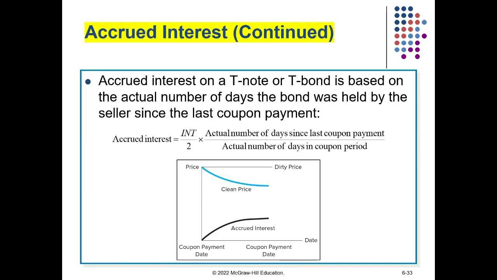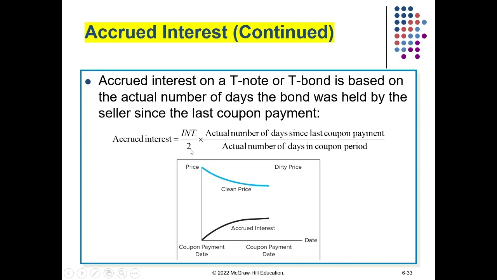But if you hold the bond for at least like 90 days, at least half of that time, and then you sell it, if they don't pay you that part of the interest, then it's not fair for you, right? So you have to be paid at least half of the interest for the 90 days that you have waited for. So accrued interest equals the interest payment, that is the annual interest payment, divided by 2.